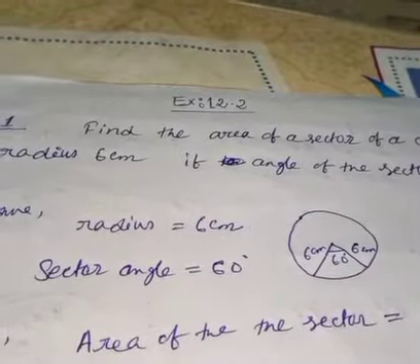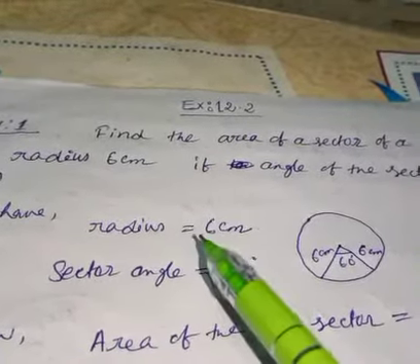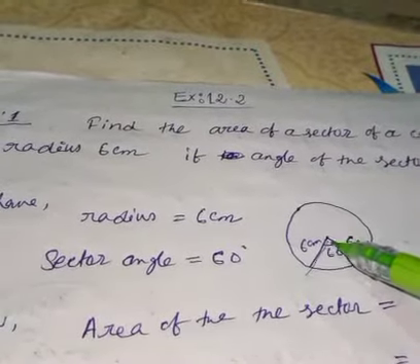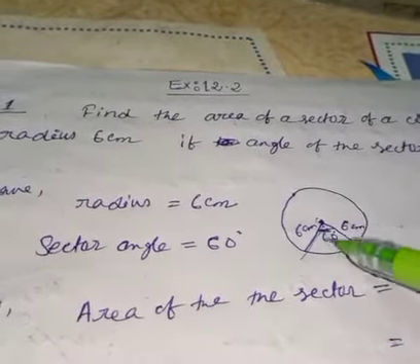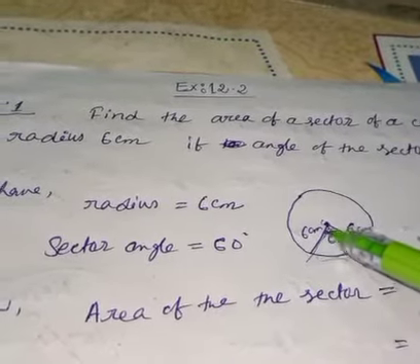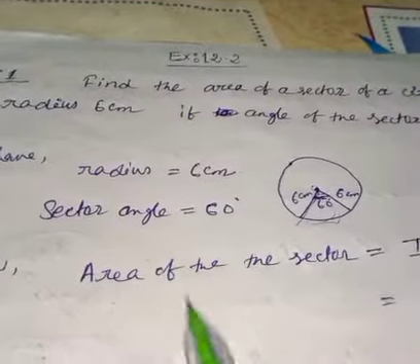Next, exercise 12.2. Find the area of a sector of a circle with radius 6 cm if the angle of the sector is 60 degree. Here the angle of the sector is 60 degree and the radius is 6 cm. You need to find out the area of the sector. If you draw a figure, here this radius is 6 cm and this is the center. The sector angle is this one, 60 degree. So you need to find the area of this minor sector.